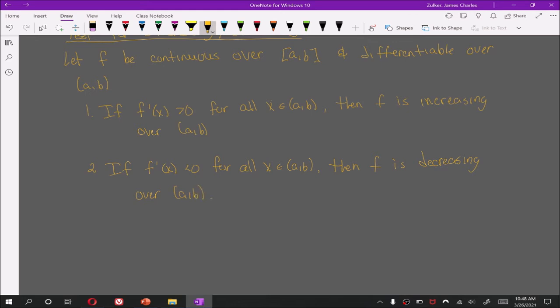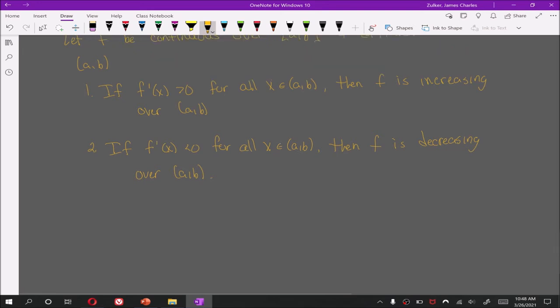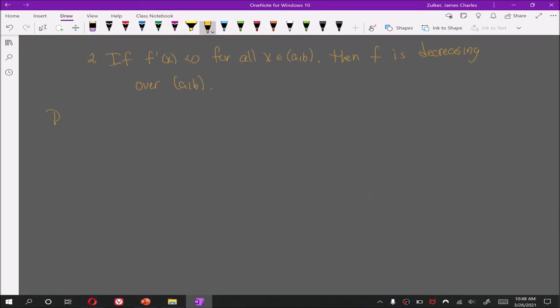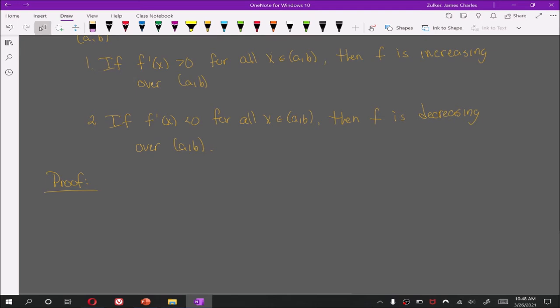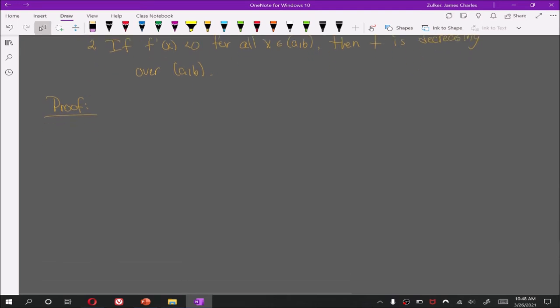Now, in order to actually prove that this result is true, we will make use of the mean value theorem. We are only going to consider the proof of the first part. The proof of the second part is similar and so is left to the viewer.